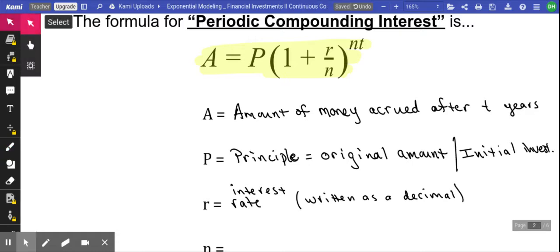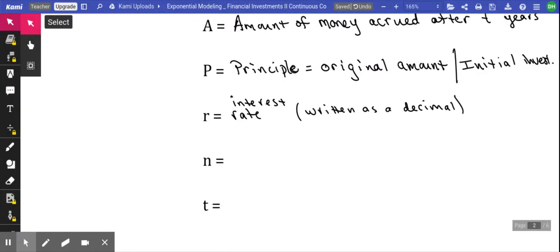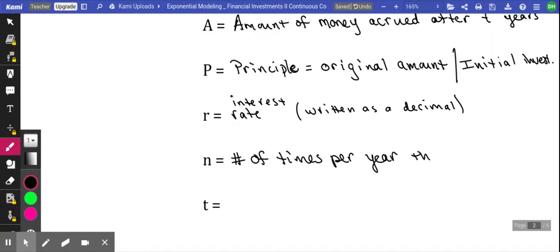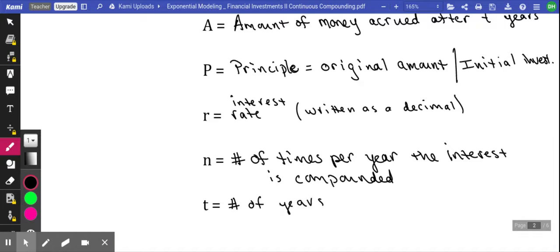Okay, now N is a real fun one. You'll notice that's in there twice. This is the number of times per year the interest is compounded. And T is simply the number of years since the initial investment.